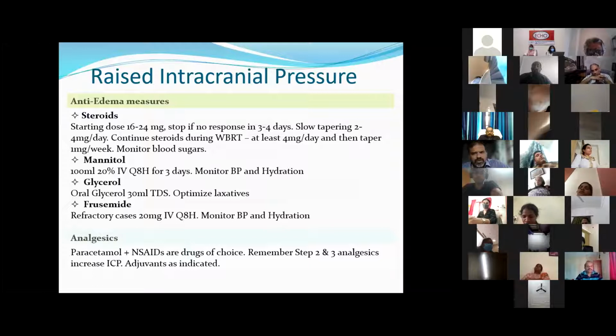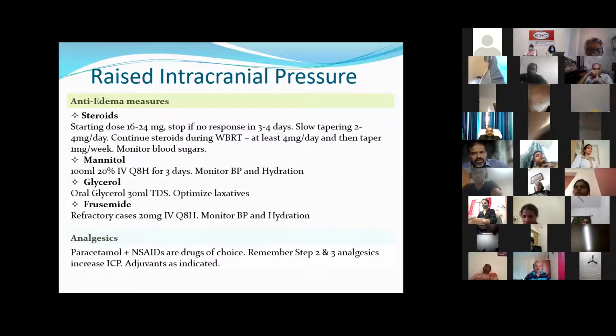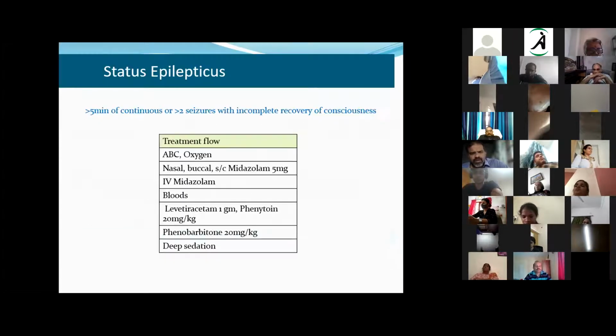And for the analgesic, of course, it is an inflammatory pain, so paracetamol and NSAIDs are drugs of choice. Opioid is not of much use for the pain related to raised intracranial pressure. Okay, and it might present with cranial neuralgias also, so adjuvants are indicated on SOS basis.